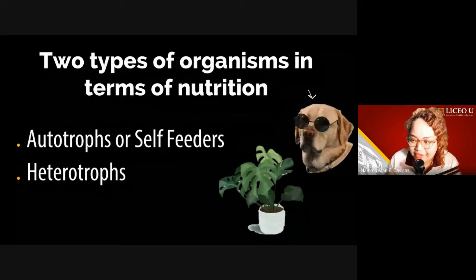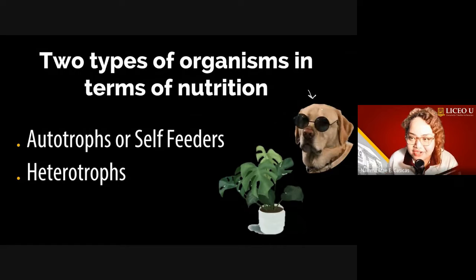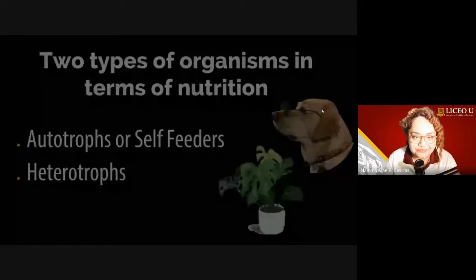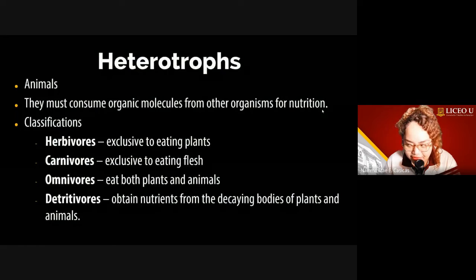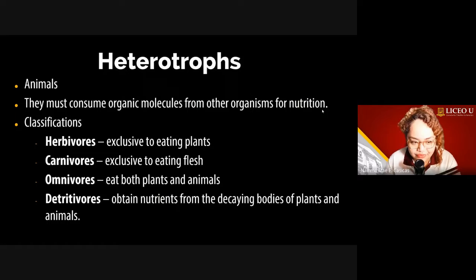Unfortunately, because we are very complex animals, us, dogs, pet cats, goats, and whatever, we are not autotrophs. We are heterotrophs. So, you know what autotrophs already are? A lot of them are photosynthetic, meaning they need the sunlight and the water to power up the whole process of making these sugars. Heterotrophs, on the other hand, have several classifications. So you have the herbivores, the carnivores, the omnivores, and the detritivores.